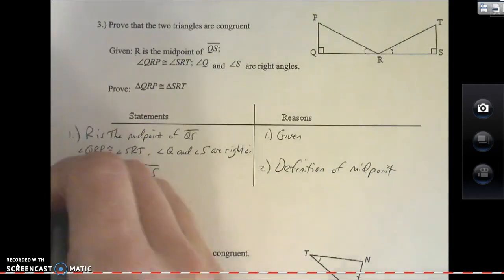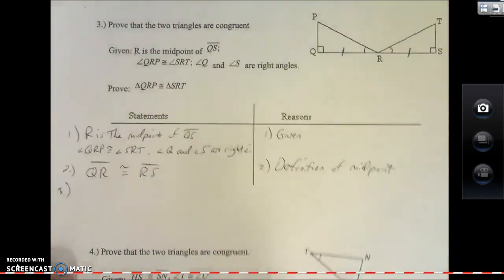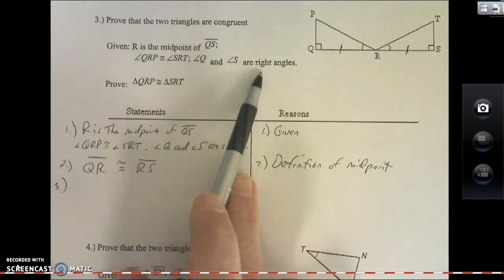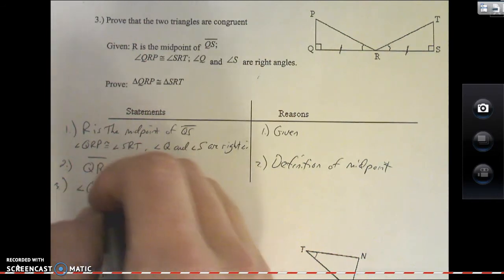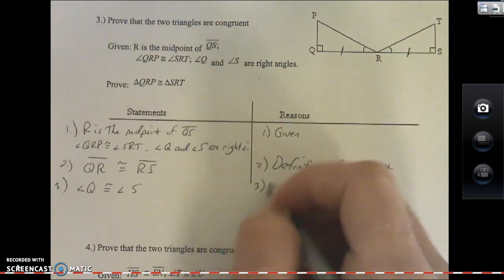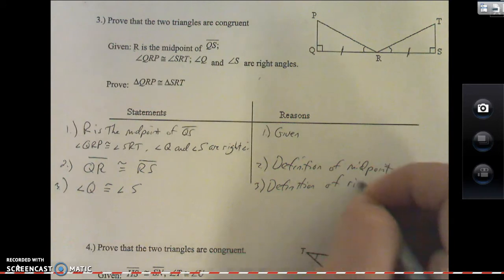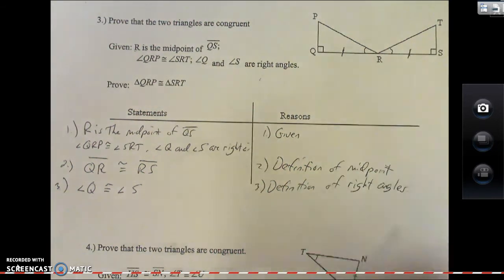Okay? So now I've got this. Now the other thing too is, and this is why proofs are kind of annoying, yes, they tell me they're right angles. What do all right angles equal? 90 degrees. So I'm allowed to say angle Q is congruent to angle S because of definition of right angles.